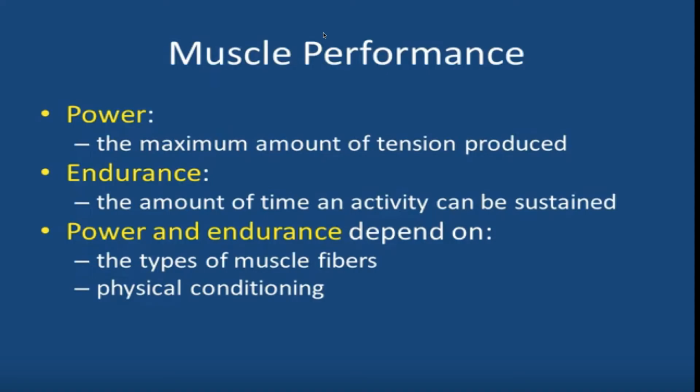So muscle performance is measured by the maximum amount of tension that's produced, or power, and the amount of time the activity can be sustained, or endurance. Power and endurance depend on the types of muscle fibers and physical conditioning. Keep in mind, what you don't use, you will lose.